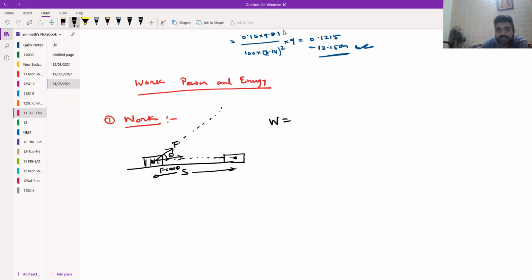So work done is force along the displacement into displacement, that is Fs cos theta. And when you write this Fs cos theta, you can realize some important things. Am I audible properly? Yes, sir.